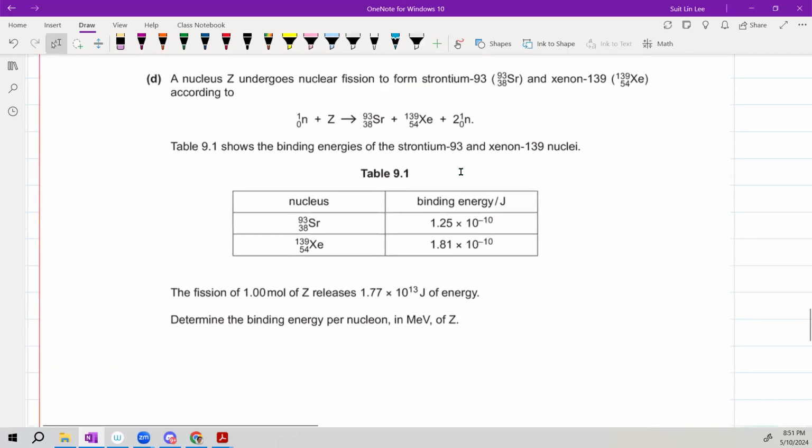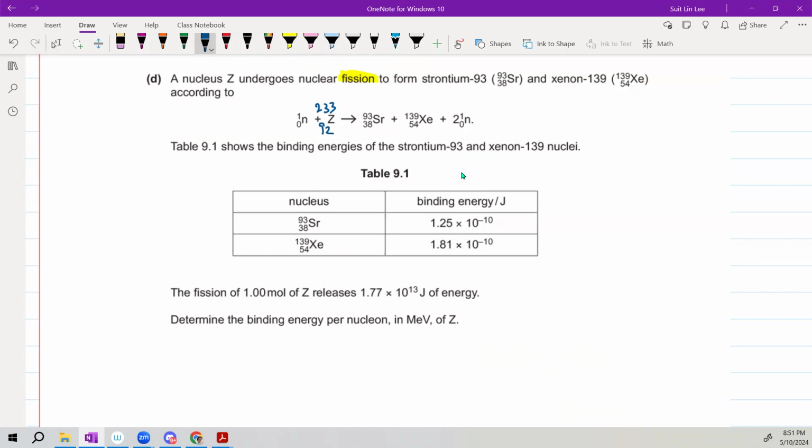Okay, let's look at part D. So part D shows a nuclear fission, splitting of the atom to form strontium-93 and xenon-139. I can actually calculate the proton and nucleon number. 93 plus 139 plus 2 minus 1, this is 233. 38 plus 54, this is 92. So I balance the proton number and the nucleon number, just in case.